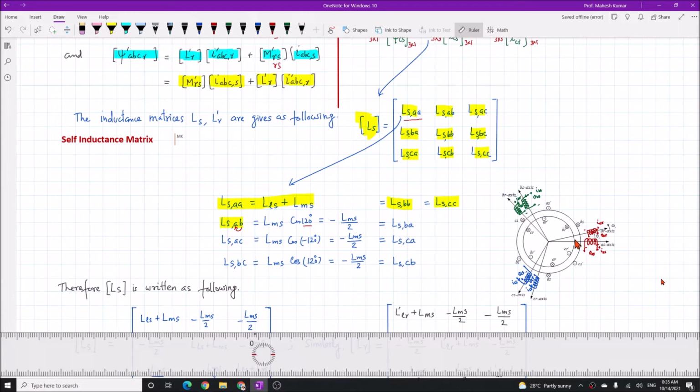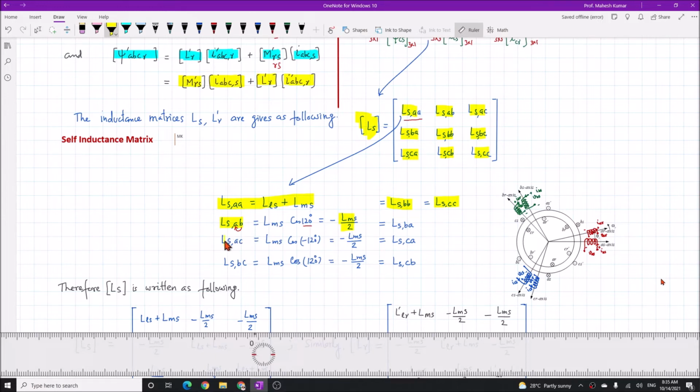For the 120 degree angle, we take the distribution along the A axis winding, therefore cos 120. So cos 120 is minus half, and therefore it becomes minus LMS by 2. So this is the kind of mutual inductance seen by the B phase current to the A phase winding.